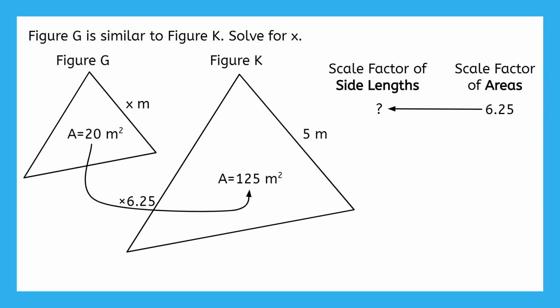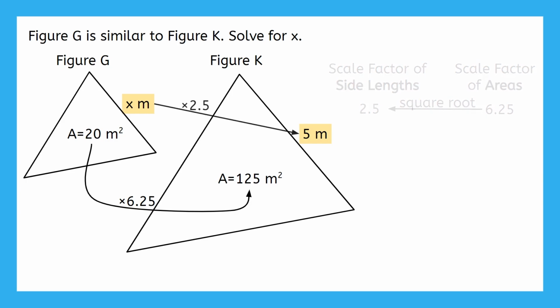Are you thinking that since we're going in the opposite direction, we should use an opposite operation? That is definitely correct. What would be the opposite operation of squaring? Taking the square root. We're going to need a calculator for this one. What's the square root of 6.25? Oh, 2.5. We know that the corresponding side length to x is 5 meters, and we know that the scale factor is 2.5. Pause the video here and see if you can solve for x.